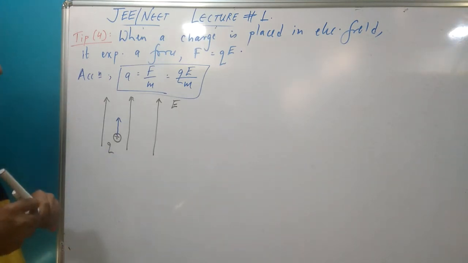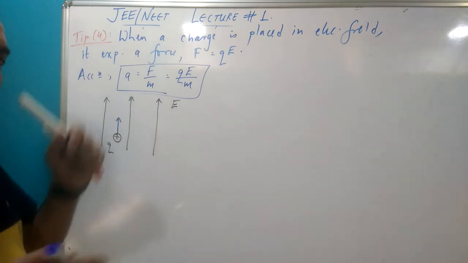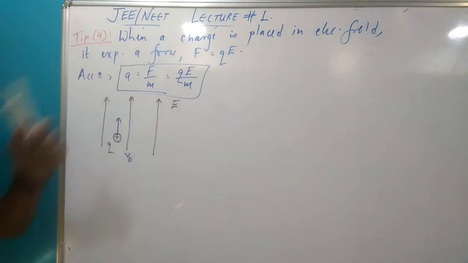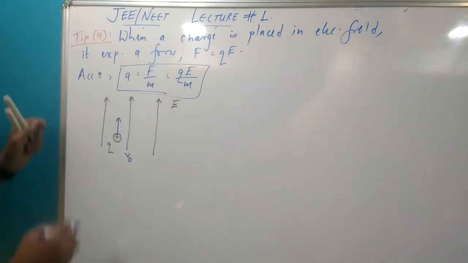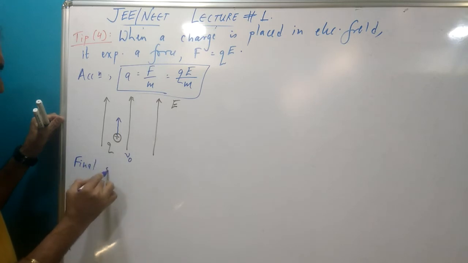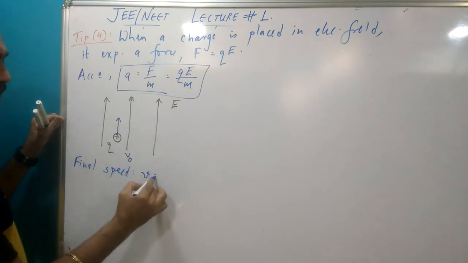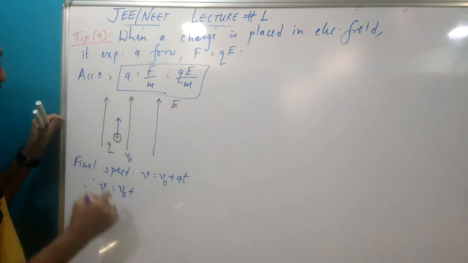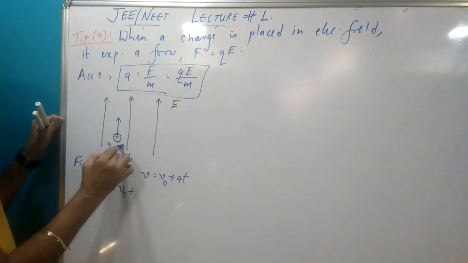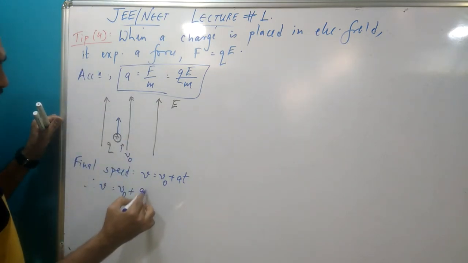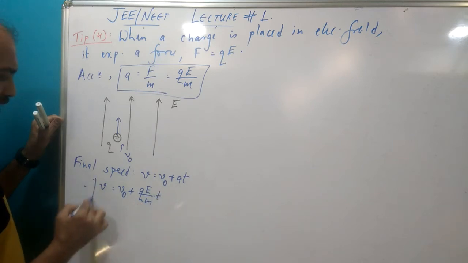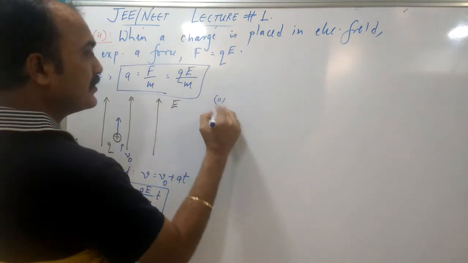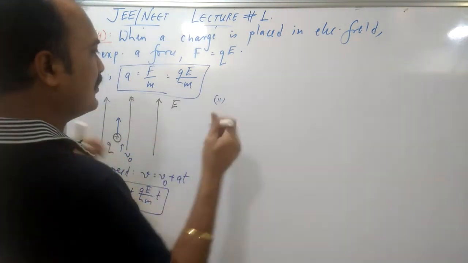Somebody would also ask me, sir, what if this charge already had some initial velocity, let us say V0, and then it was put in the electric field? Then the final speed V is V0 plus AT, which is V0 plus, since it was already going in the same direction, so acceleration will also be in the same direction, QE by M into T. Second case, this is the first case.